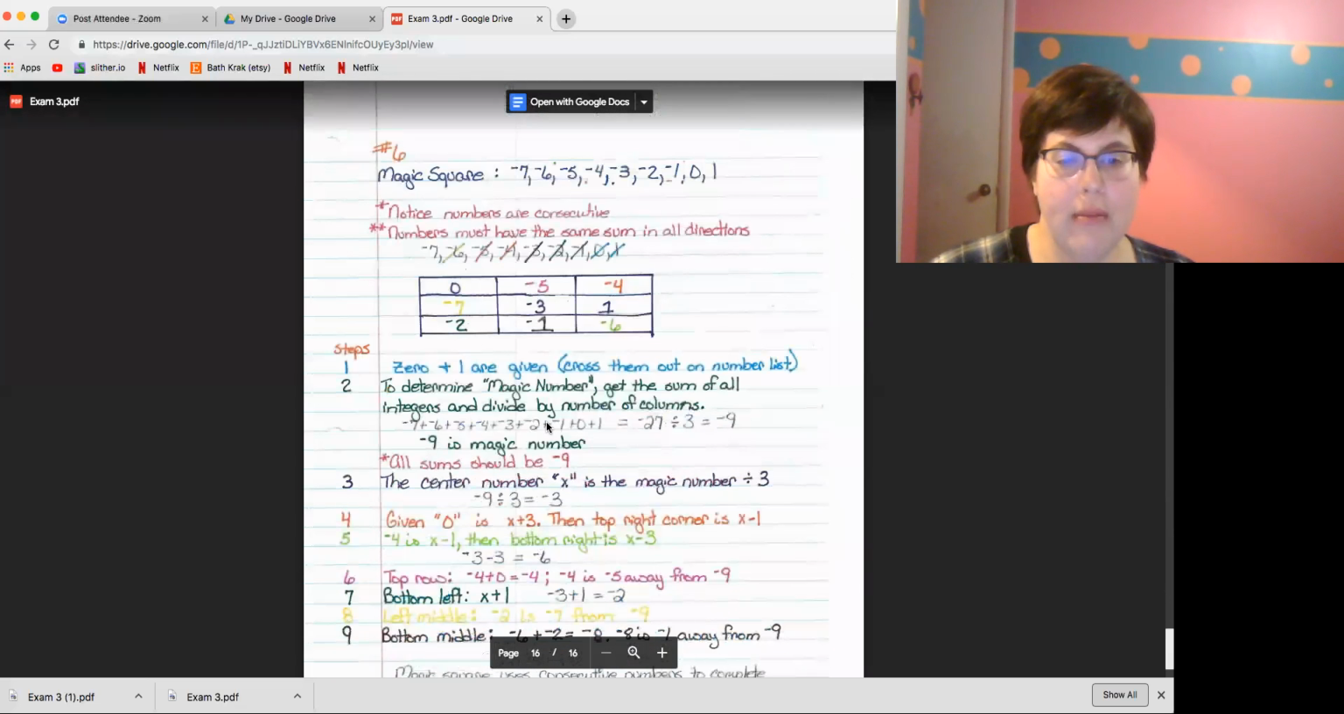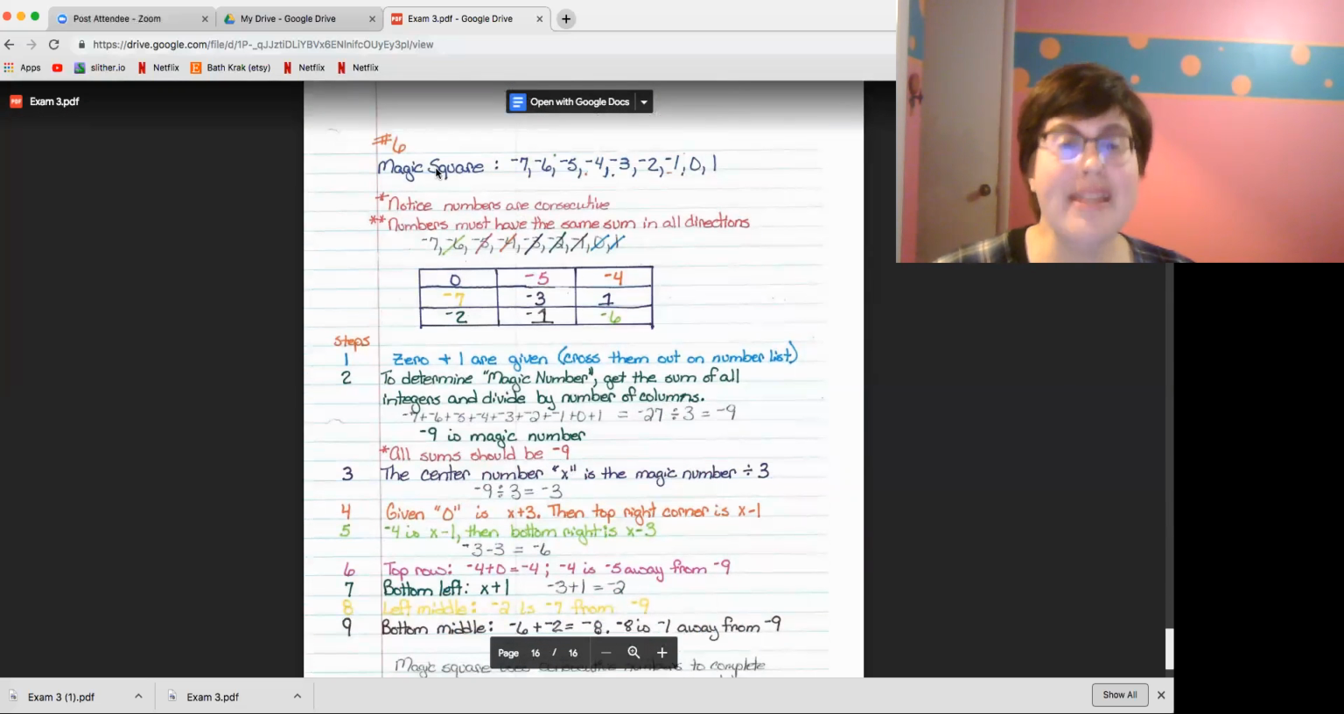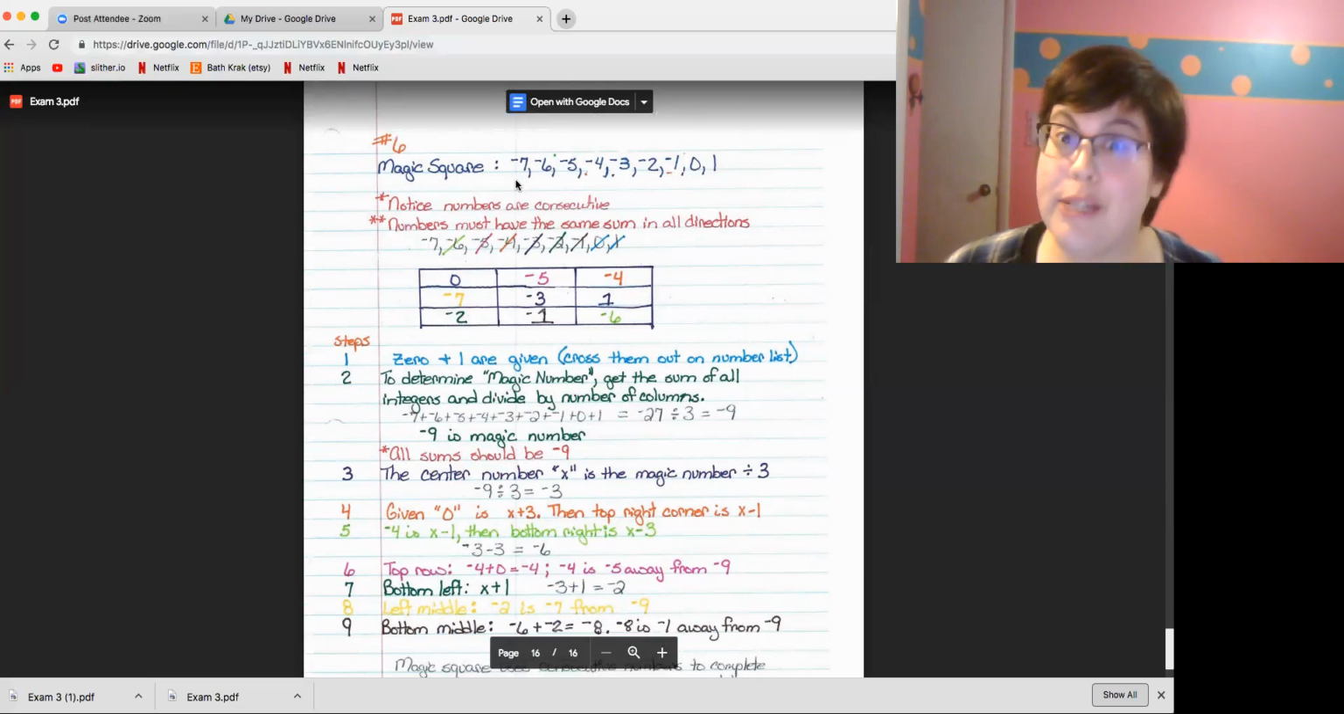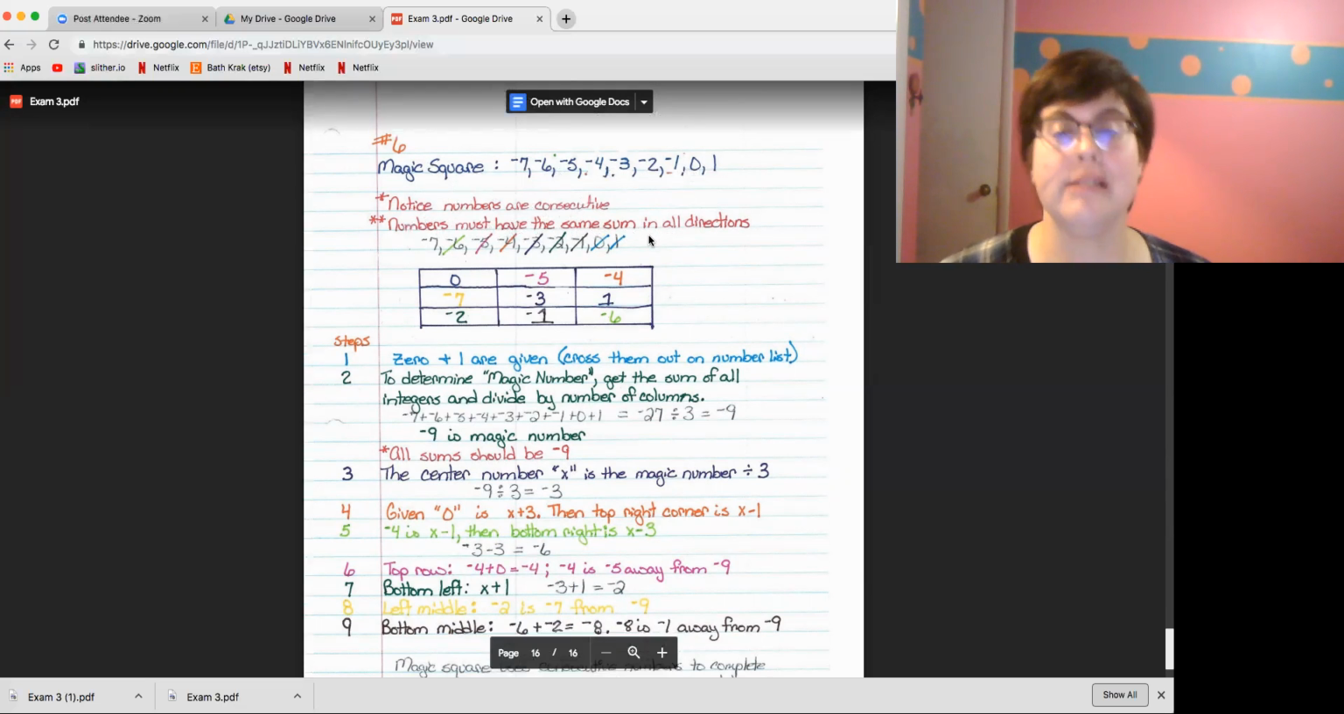Then we go to problem 6. And this is magic square, and it's really, really fun. So, magic square, you're going to have to notice that all numbers are consecutive. So, they're in consecutive order. Also notice that the numbers must have the same sum in all directions. So when we're working this, if at any time you get a sum that is different than the rest, it's wrong. That's just how it is.